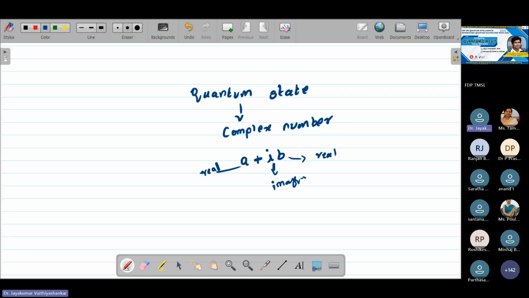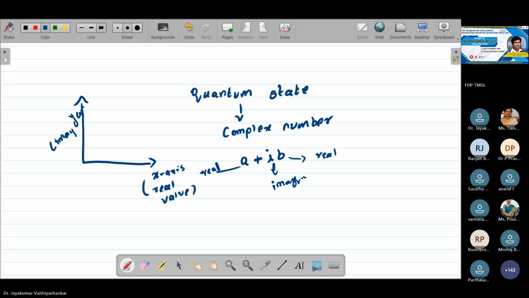So you can consider x and y axes in this way, where the x axis is real and will represent the real value, and the y axis will represent the imaginary value. Suppose you are pointing to any value, it is the combination of both the real part, comma, the imaginary part.